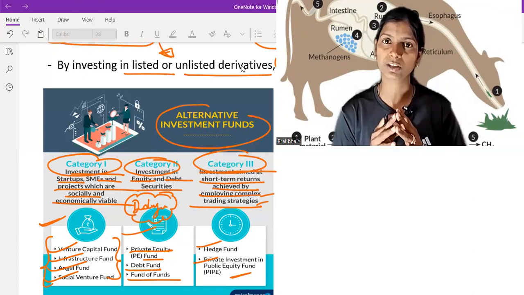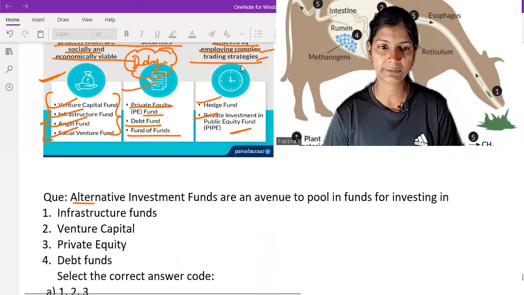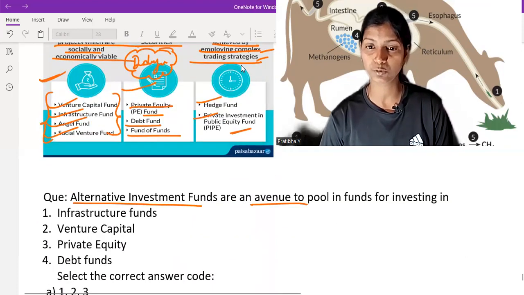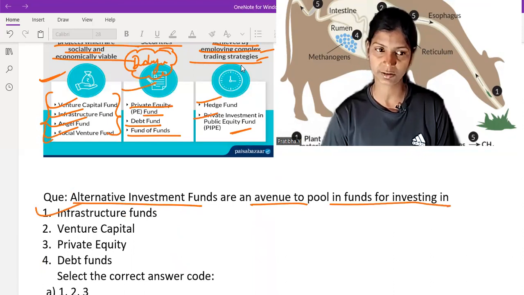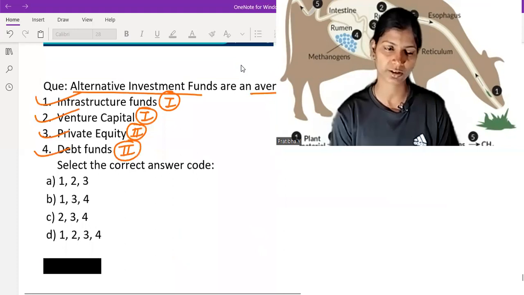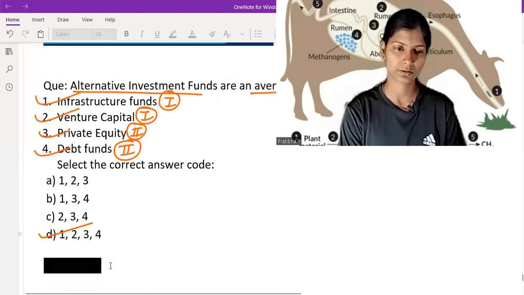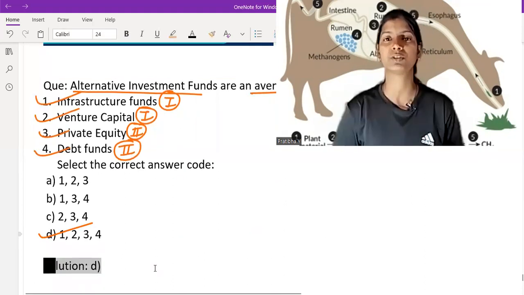Now we are going to solve one question based on AIF. Alternative investment funds are an avenue to pool in funds for investing in infrastructure fund? Yes, category 1. Venture capital fund? Yes, category 1. Private equity? Yes, category 2. And debt fund? Yes, category 2. That means all options 1, 2, 3, 4 are correct, so option D is correct. That means we are on the right path.